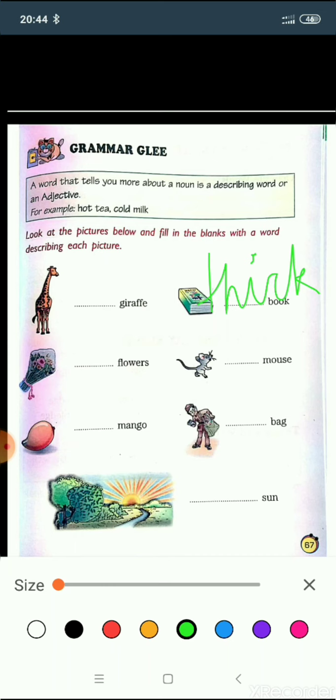The next is mouse. So which word can we use? We can say little mouse. Little is the describing word for mouse. You can also say small mouse. Small is the describing word for mouse.